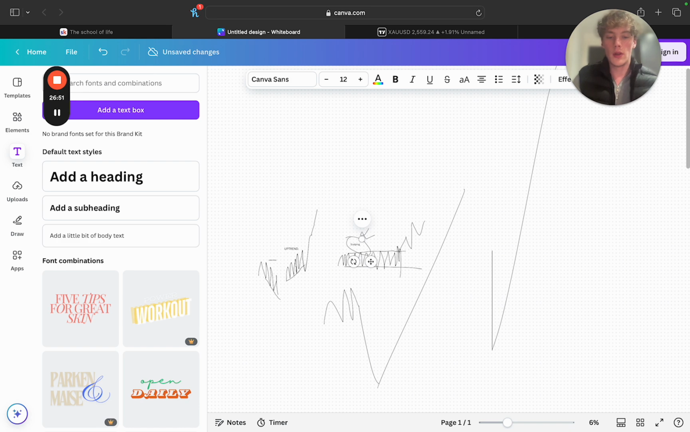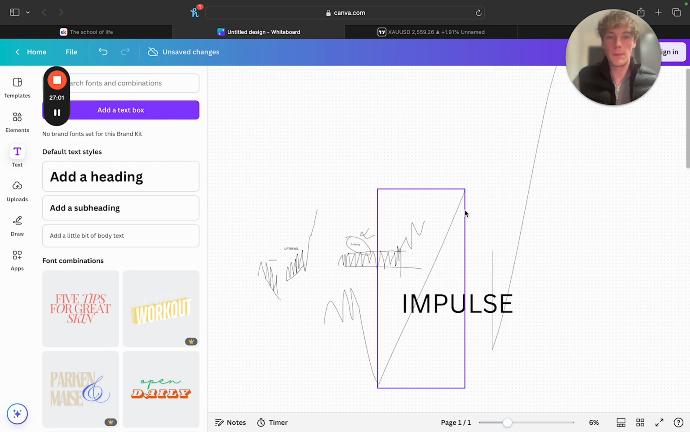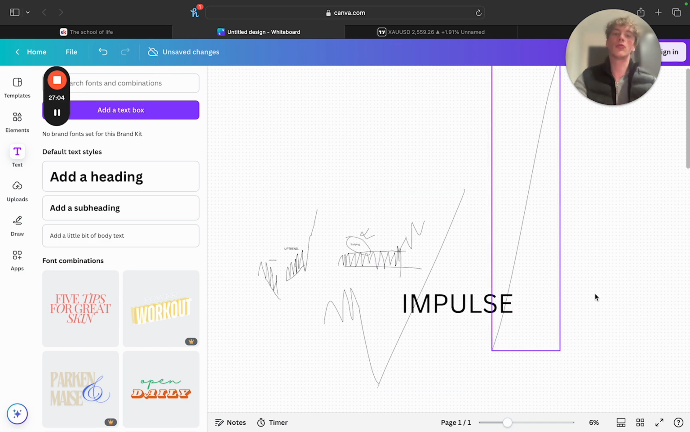So, impulse. Let me show you. There you go. You need it any bigger? This is an impulse. Understand? Big, massive spikes in price movement is an impulse.